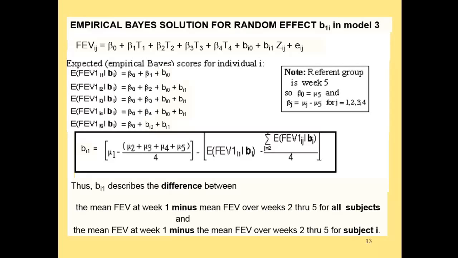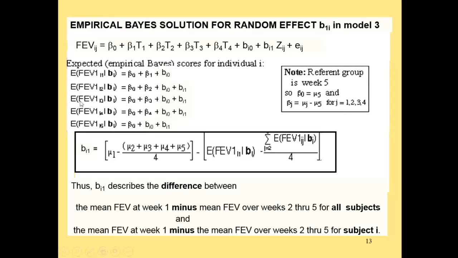Okay. So here's Model 3, the second random effects model without sex and race. But we see here it's got a random intercept, and it's got a random slope, BI1. So what we're going to do here is just walk through how you would go about estimating the random slope term, BI1, for subject I, and what it means.